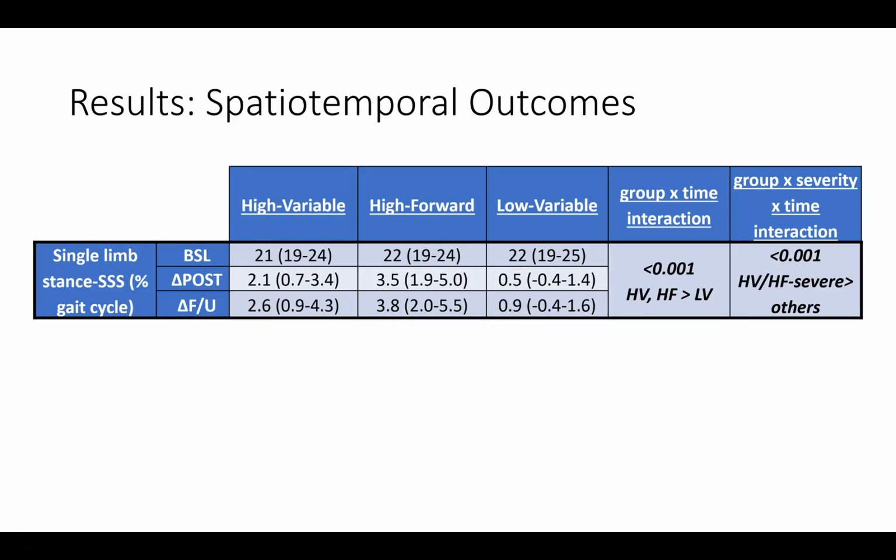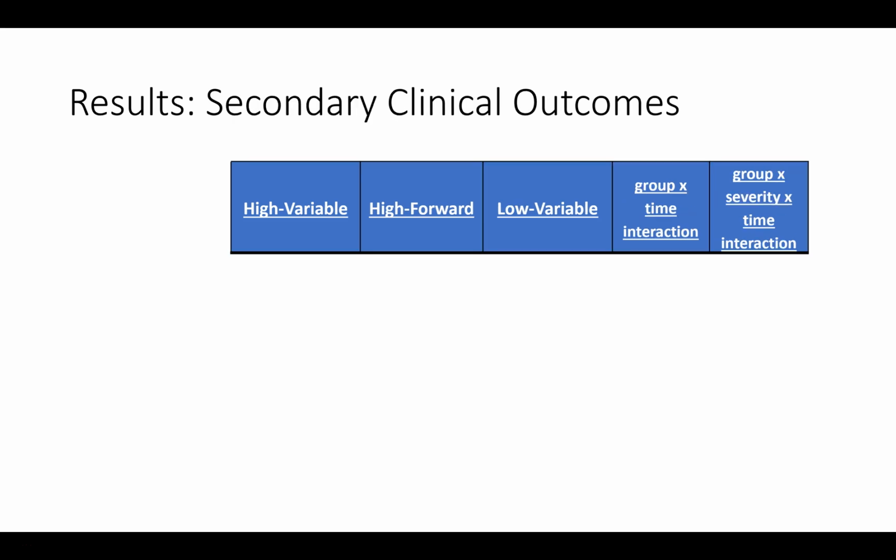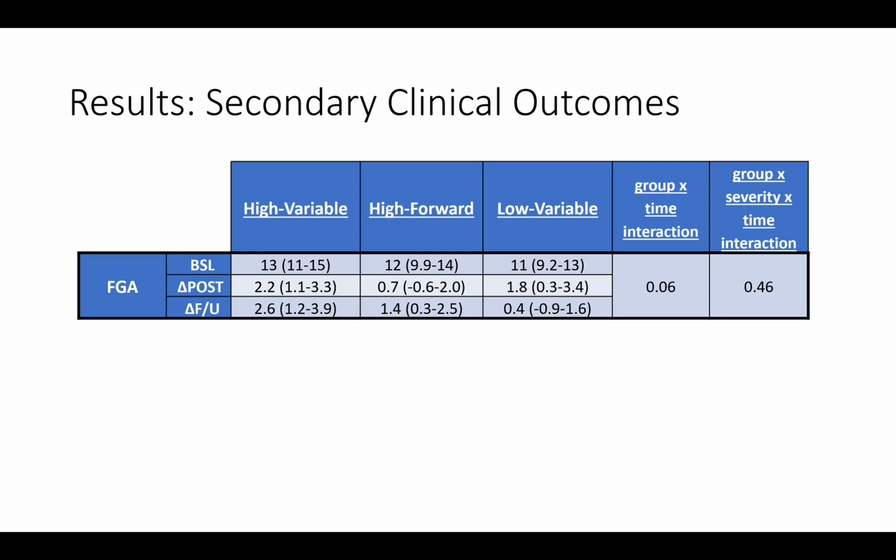For the spatiotemporal outcomes, we're looking at the recovery of normal walking patterns. For paretic single limb stance time, we see that high intensity variable and high intensity forward significantly improved this measure, meaning that the individuals walked more normally in this aspect of their walking when compared with the low intensity variable group following training. When we look at step length asymmetry, we see that there were no differences between any of the three groups.